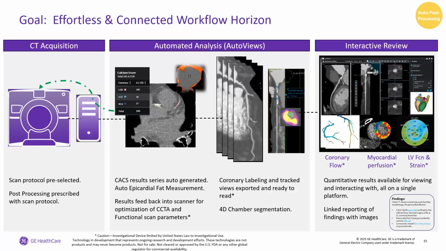meaning that as soon as the CT exam completes, it will automatically kick off the requested automated post-processing, we call them auto views, to generate things like automated calcium scores or epicardial fat measurements, different coronary reformats, or 4D segmentation views. These images and analytics are automatically calculated and generated in the background and pushed to the PACS within a few minutes, so they're immediately available for a read. Then you go in, if you want to go deeper, move into an interactive review, look at quantitative results like coronary flow, myocardial perfusion maps, or strain assessments. All of these things available in a single interconnected platform, so that ultimately we're creating a post-processing suite that's linked directly into the CT workflow.